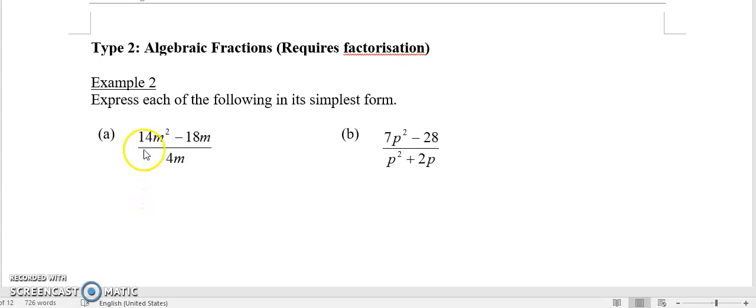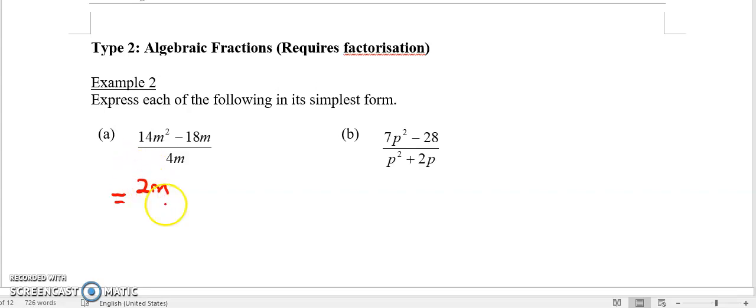Example A, we can see that in the numerator, 14m squared minus 18m can be factorized on top. Between 14 and 18, the common factor is 2. Another common factor is m. We factorize out 2m from both terms, 14m squared and minus 18m. So we will be left with 7m minus 9.